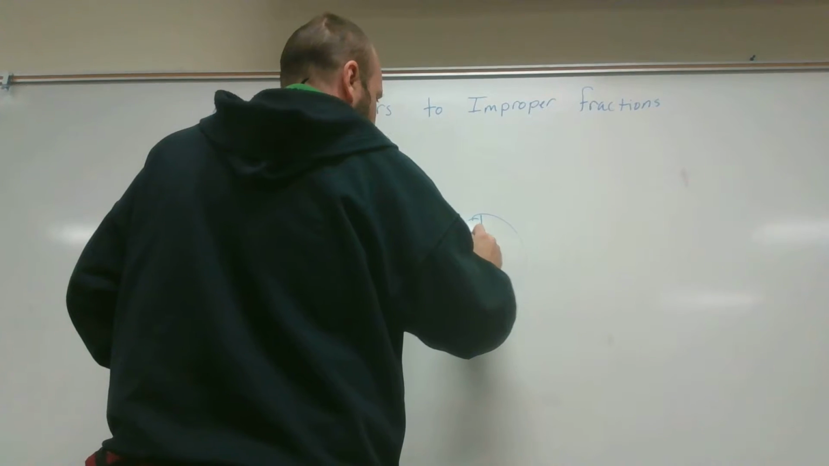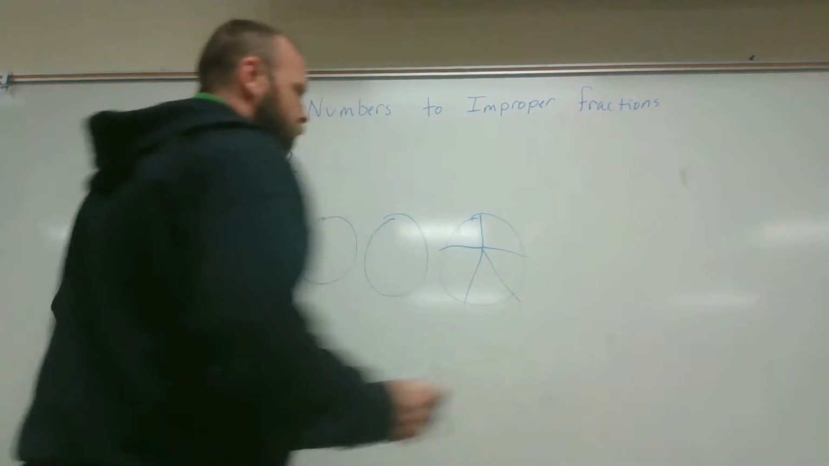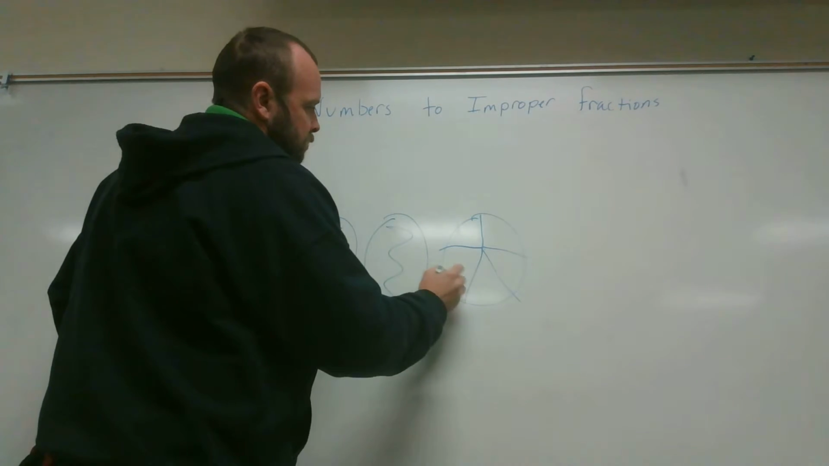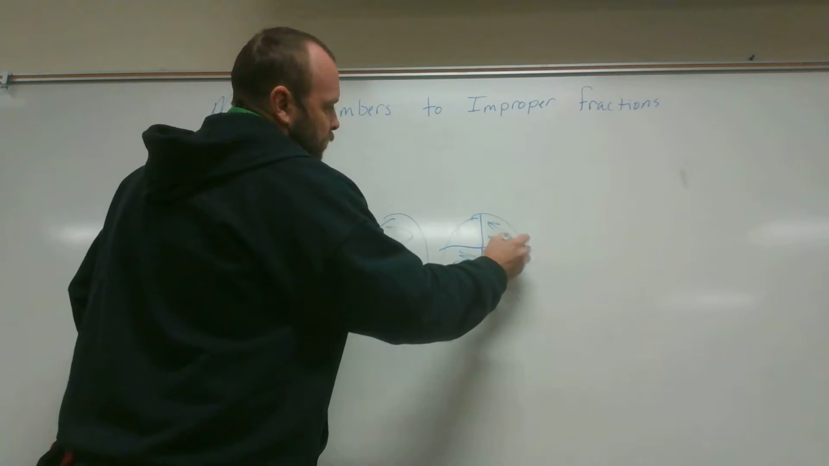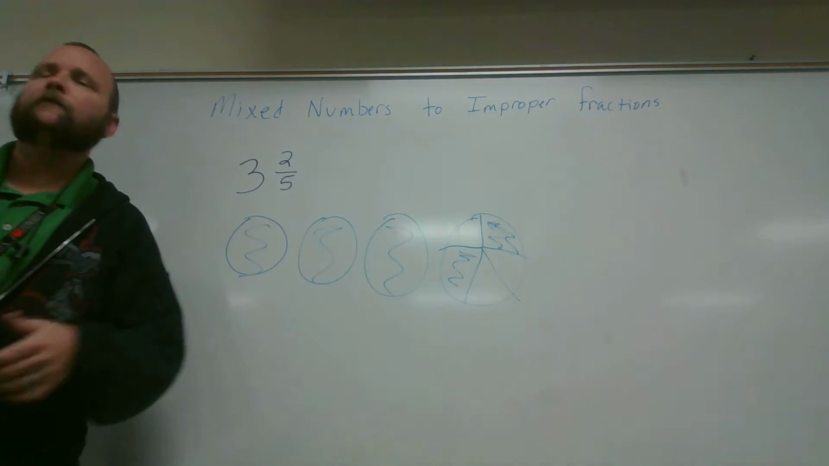and I gotta figure out how to divide it into fifths. So that would be all of this, all of this, all of this, and then 2 of these. That's 3 2/5. So 3 wholes and part of the 4th one.